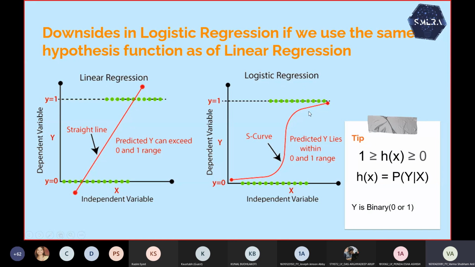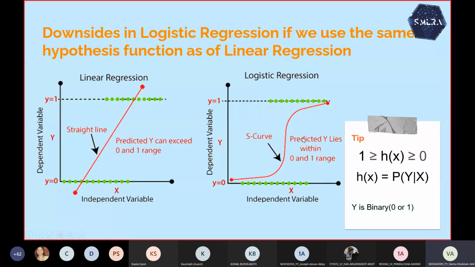What happens here is we have an S type of curve. As you can see here, the values of class 1 that we had are now above this curve, and the values of class 0 are below this curve. Linear regression can predict a value of y that exceeds the range of 0 and 1, but the same thing will not happen in logistic regression.